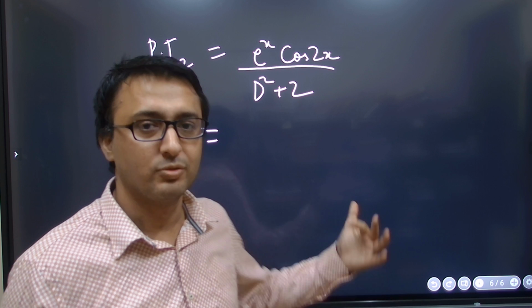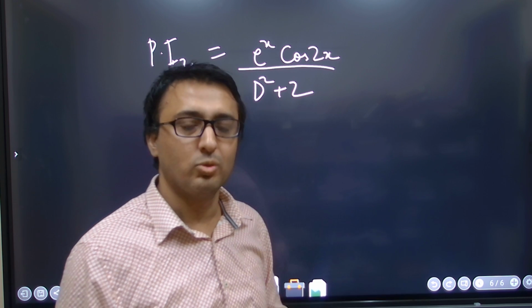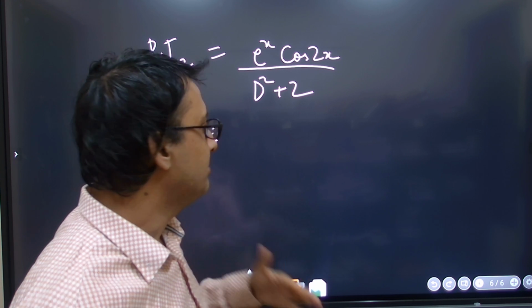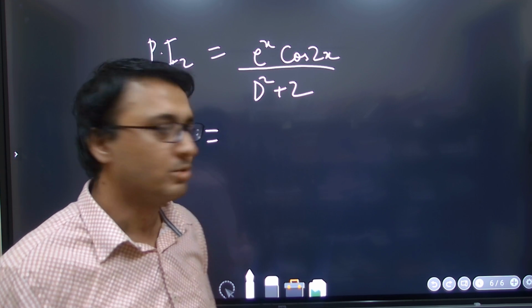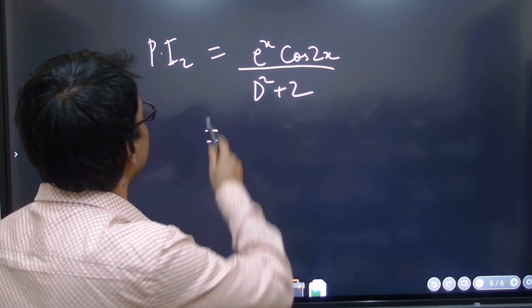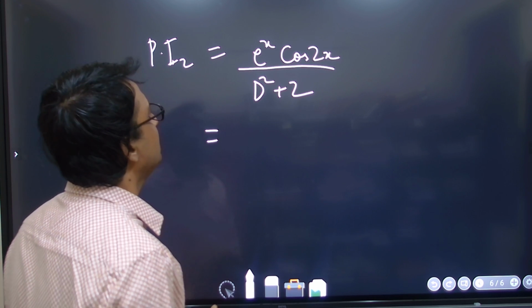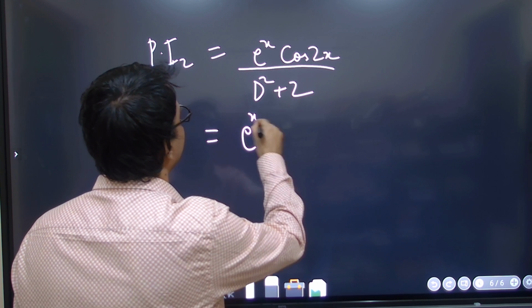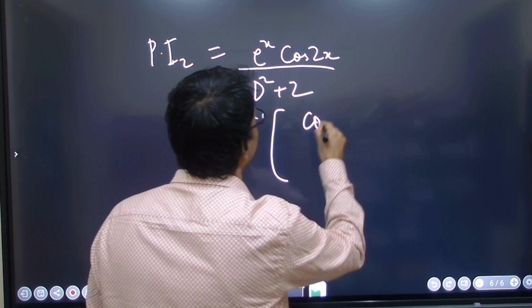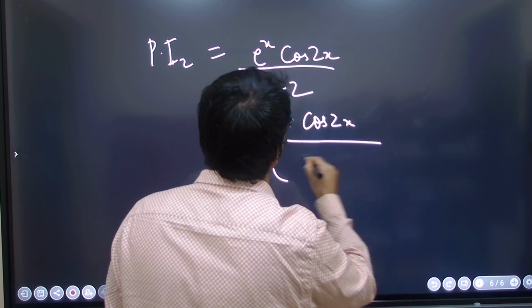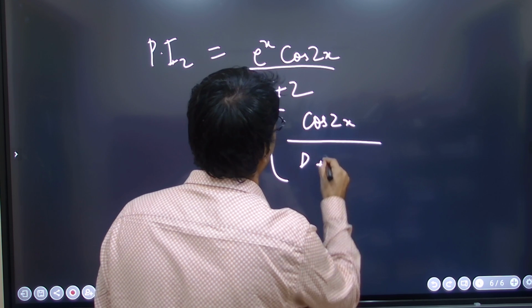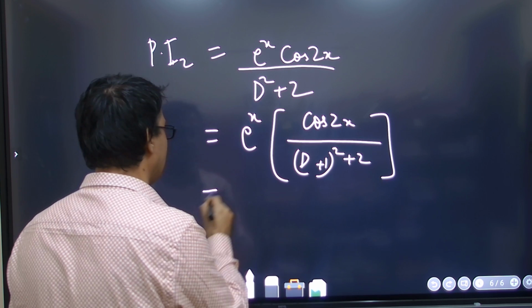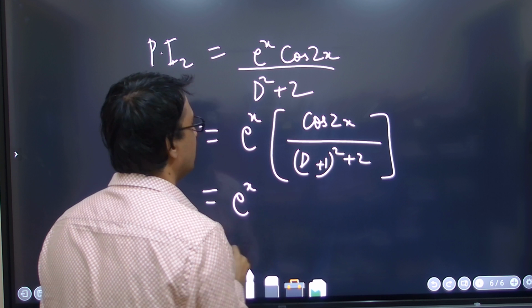They are all written in the language of calculus, and one must have a robust understanding of calculus and analytic geometry to have a solid foundation to take up this optional. So let us try to find this: e to the power x cos 2x upon D square plus 2. Now this will also ensure shifting. That means I can write this as cos 2x upon (D plus 1) whole square plus 2, with e to the power x.